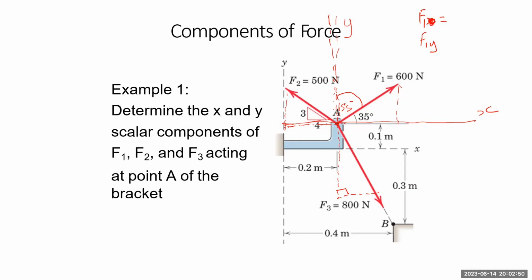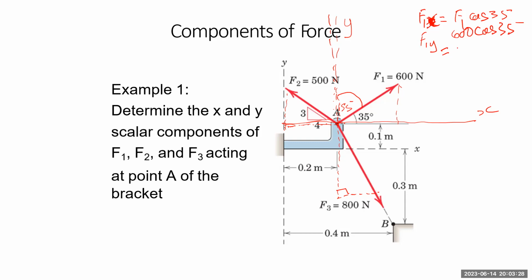All right, let me put them down: F1X and F1Y. Give me the component. It's F1 cos 35. In other words, we could write this as 600 cos 35. You understand what I'm saying? All right. Can you tell me the Y component now, please?